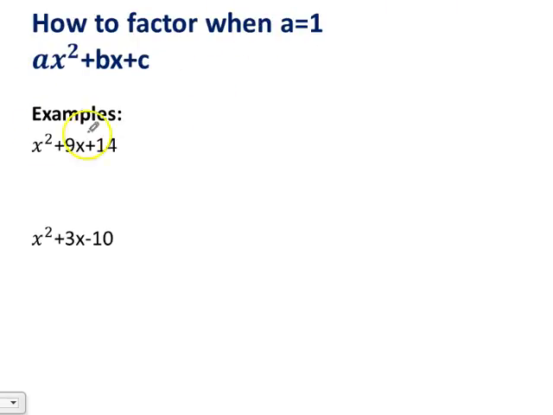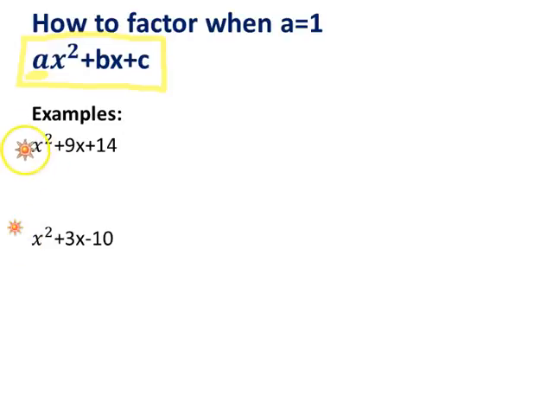All right, so factoring. The first type of factoring we're going to look at is when we've got a polynomial that looks like this. We've got an x squared term, and then an x term, and then a constant term. When that a term, the coefficient in front of our x squared, is a 1, we can follow these rules to help us factor. Here are some examples of what that looks like.